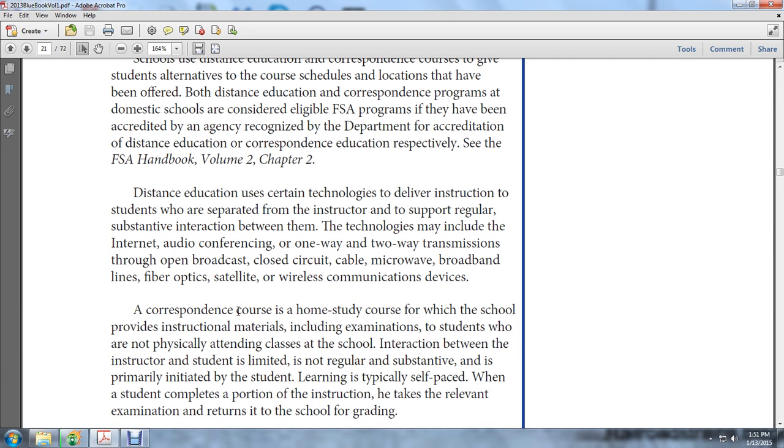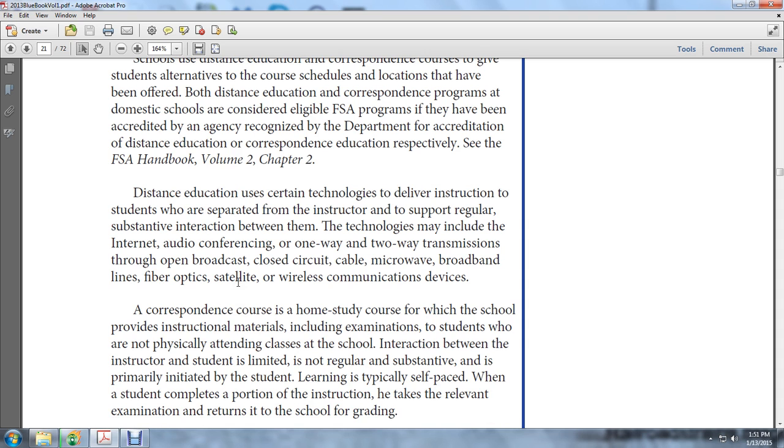Distance education is instruction delivered through certain technologies that separate the instructors from the students, with regular and substantive interaction between them. The technologies may include the internet, audio conferencing, one-way or two-way transmission through open broadcast, closed circuit, cable, microwave, broadband lines, fiber optic, satellite, wireless communications, and devices.